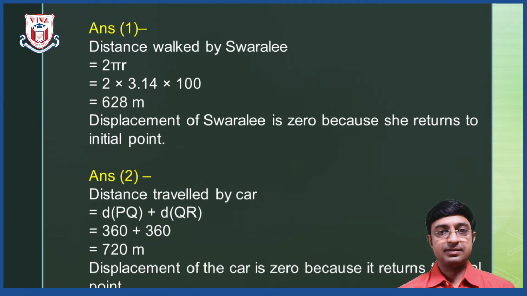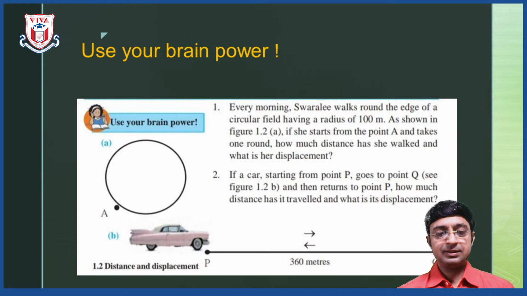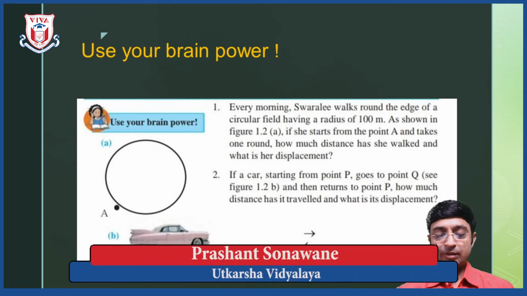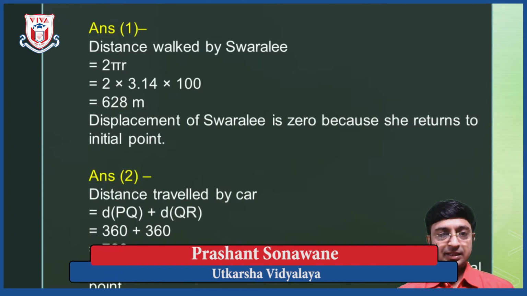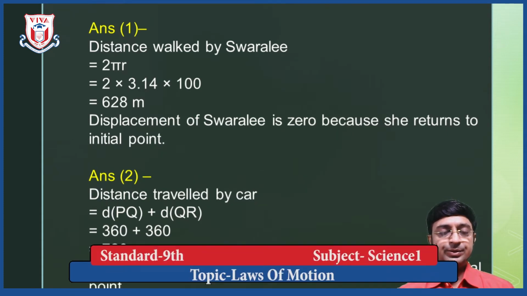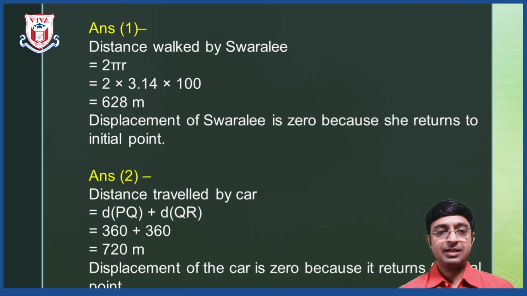See the first answer. Distance walked by Swarali. So what is given here? That circular path. How to find out the distance covered on a circular path? That round path, circular path, means nothing but circumference. So we are using the formula of circumference to find out the distance. So distance walked by Swarali is equal to 2 pi r. That is the formula of circumference. Substitute the value. So 2 multiplied by the value of pi, 3.14, multiplied by radius, given 100 meter. So after calculation we are getting the answer 628 meter.